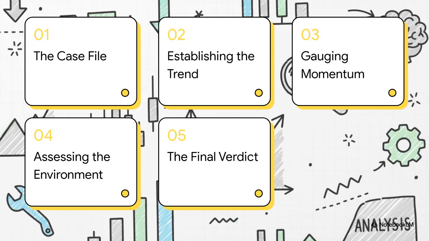So here's our game plan. First, we'll open up the case file to see what we're working with. Then, we'll establish the trend. That's the big picture. After that, we're going to gauge the momentum to see how much power is behind the move. Next, we'll assess the environment. Get the full context. And finally, we'll put all those clues together for the final verdict.